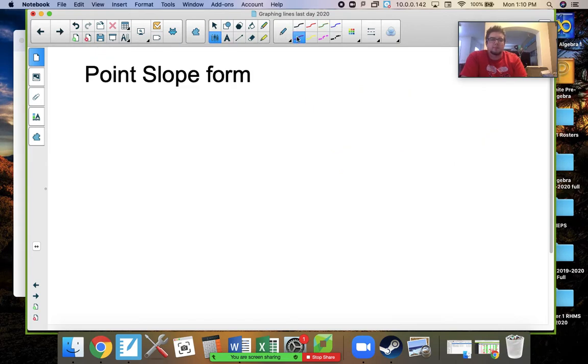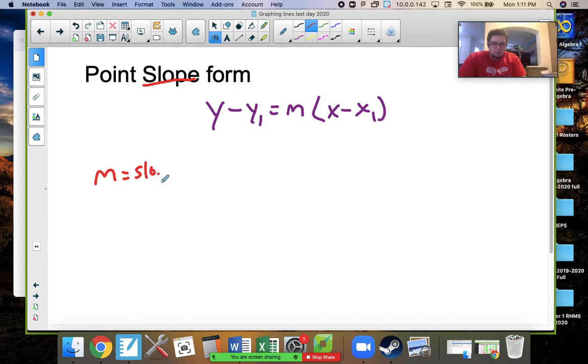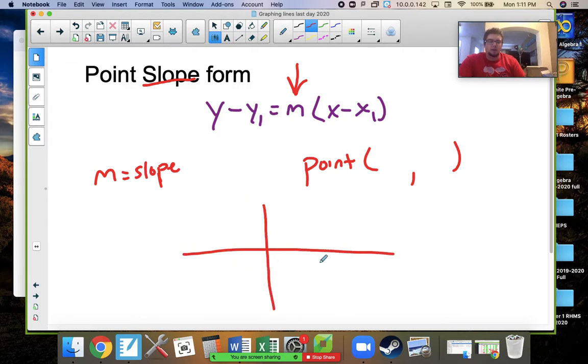Point slope form. Y minus y1 is equal to m x minus x1. It also has slope m. The slope is always in front of our parentheses right here. And then we're given a point. Not necessarily our y-intercept, not necessarily an x-intercept, just some random point on the line.